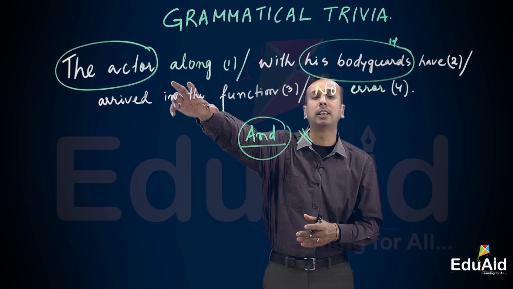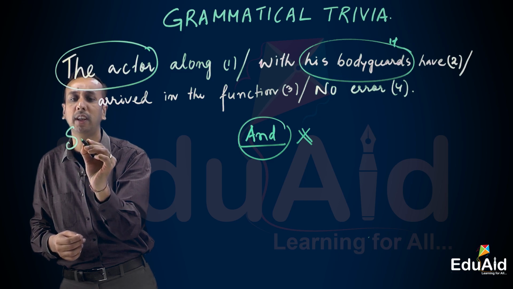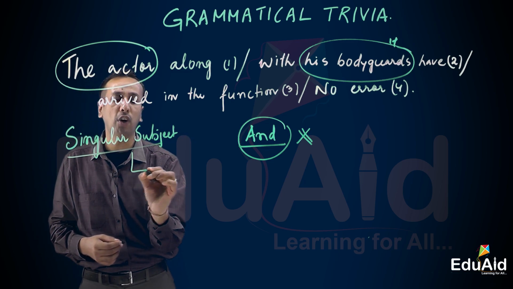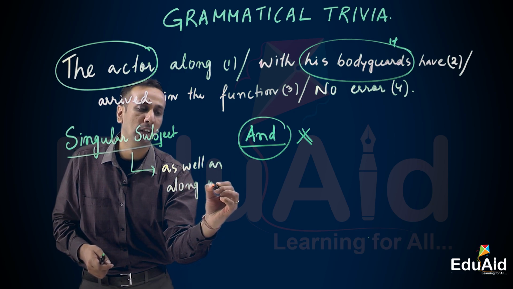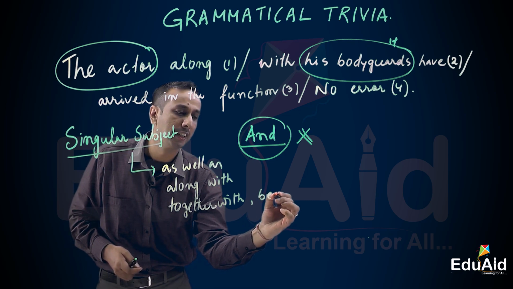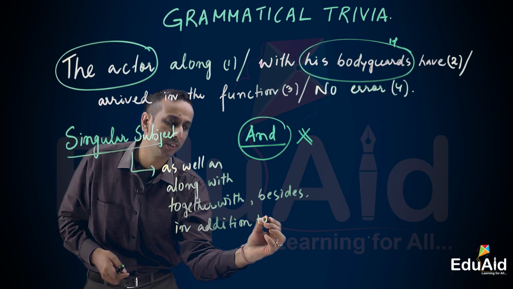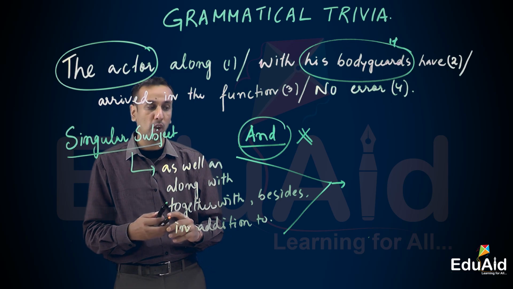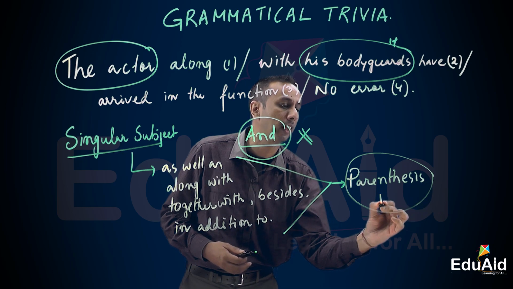But here the writer has used the expression along with. Just a thing to remember that whenever we join a singular subject with the help of these following words, say like as well as, along with, together with, besides, in addition to, etc. All these words, if I join them to a singular subject, create a segment in grammar that is known as parenthesis.